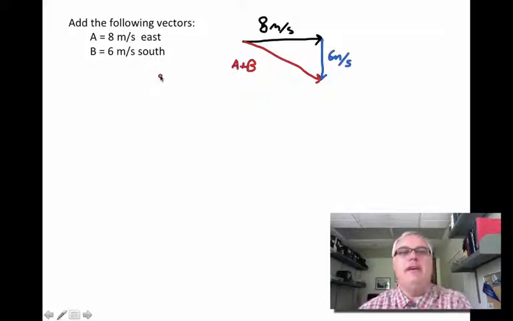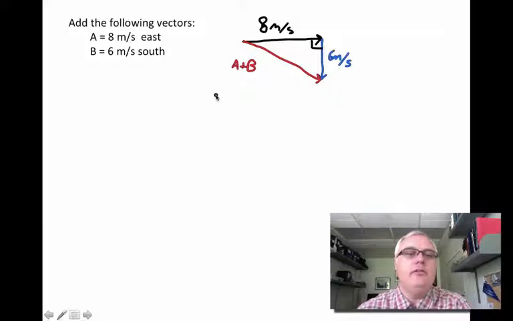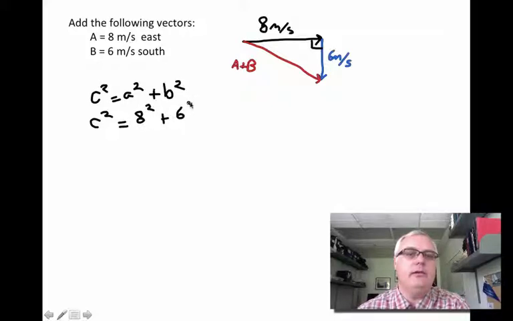So how do we find then the magnitude of that vector A plus B? Well, this is a right angle triangle. We know that this angle here is 90 degrees because this line is pointing east and this line is pointing south. So for a 90-degree triangle, we know our friend Pythagoras determined the relationship between those sides. We have the Pythagorean theorem. So that side, A plus B, is going to be the square root of 8 squared plus 6 squared.